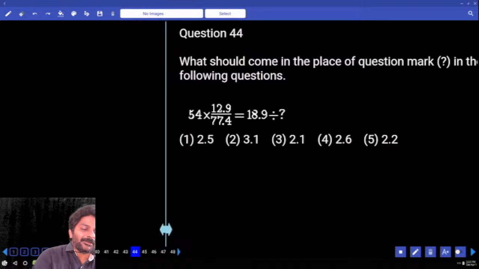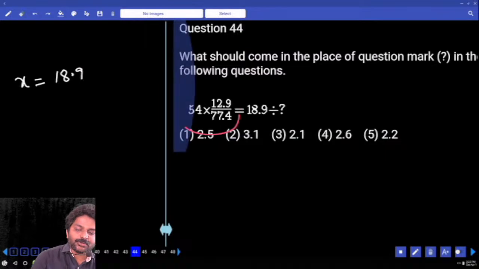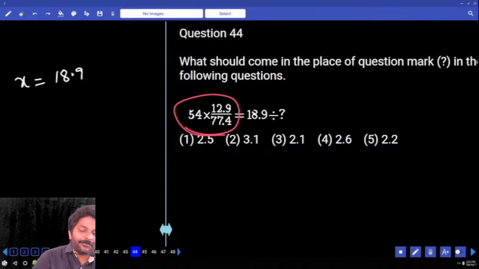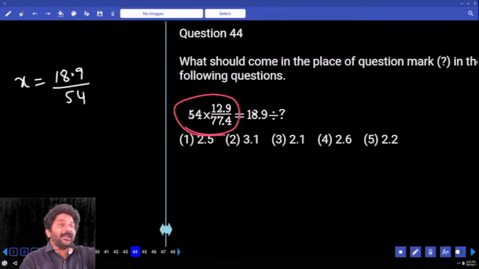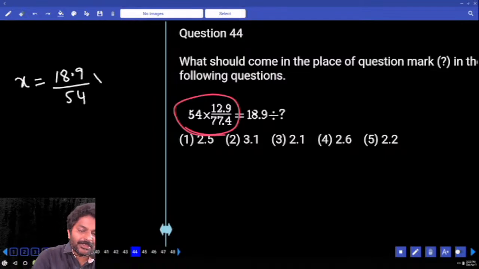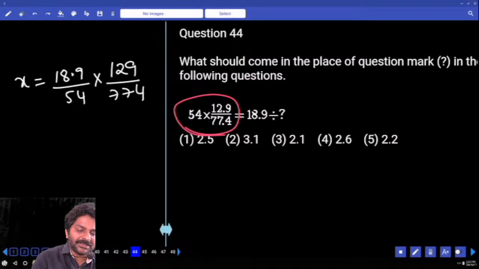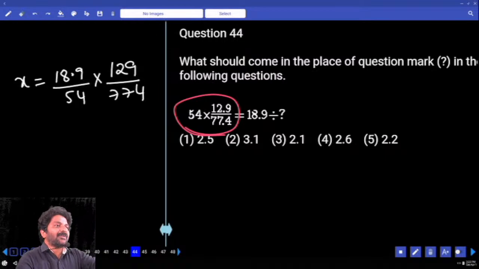So take that value to left hand side, then x is equal to 18.9. These 2 numbers go to the other side only. 54. Will it come in numerator or denominator? Denominator. 54 into 12.9 by 77.4. That becomes 77.4 by 12.9. Agreed or not? Into 129 by 774. Is that okay for you? Come on. Because there is only 1 digit after decimal both in numerator and denominator.